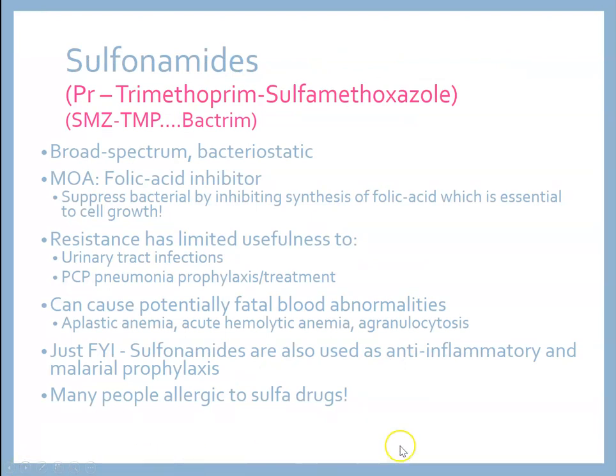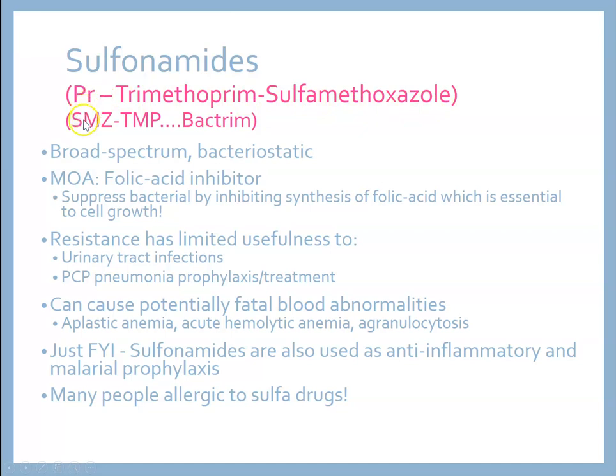Sulfonamides. So sulfonamides, or sometimes we call them sulfa drugs, tend to be a class of drugs that a number of people have allergies to, so you have to be really careful with them. But if someone is not allergic to them, then it's a good drug, and it's used for a number of different things. So the prototype is trimethoprim sulfamethoxazole.